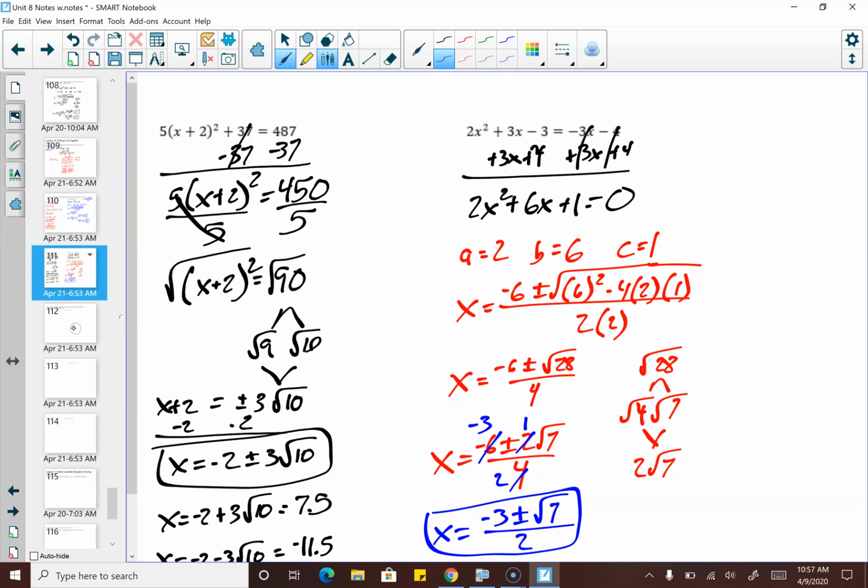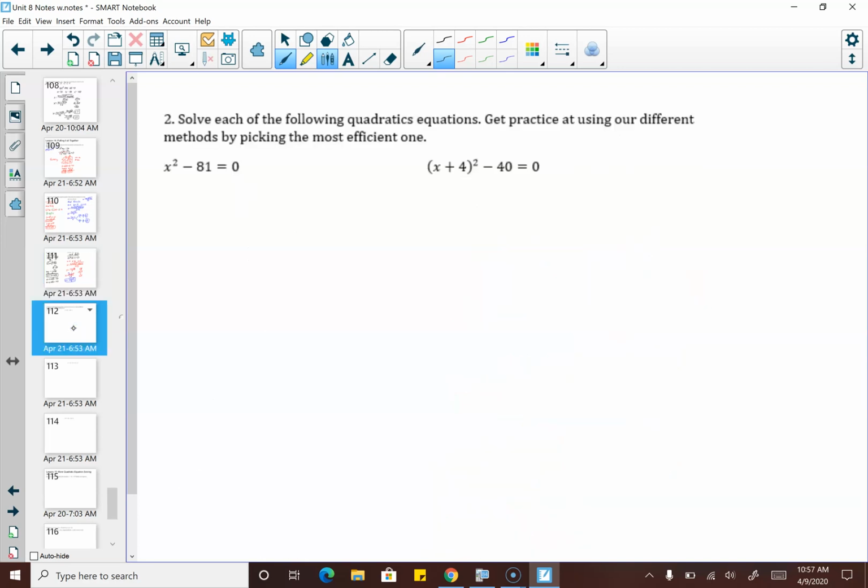So you've seen examples of each type of problem. Now what I would like you to do, number 2, is pause the video and try to solve each of these using whichever method you would deem to be most efficient.